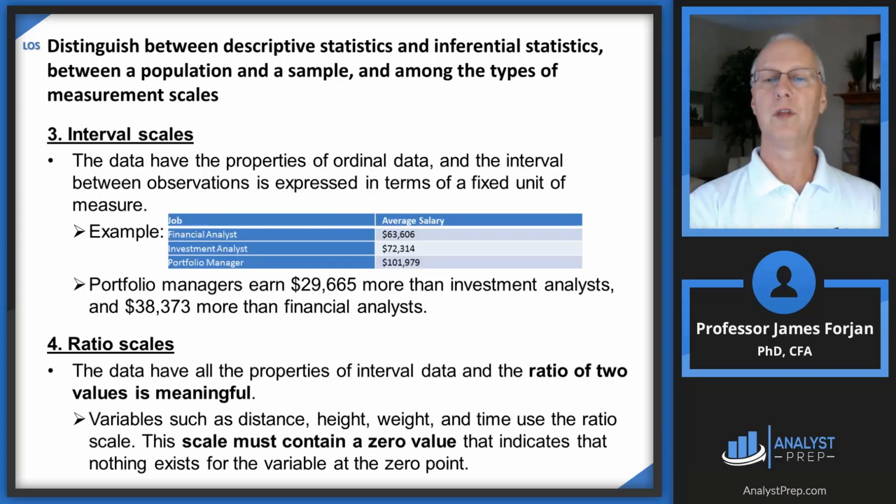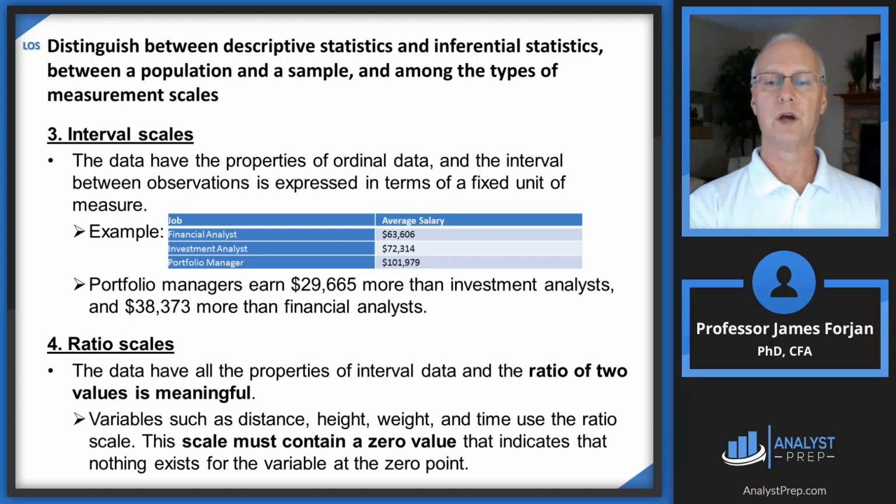Interval scales, on the other hand, just measure the difference between intervals. So here's an example. If we've got a couple of different financial professionals, and each makes an average salary of $63,000, $72,000, and $101,000, the portfolio manager earns about $30,000 more than the investment analysts and $38,000 more than financial analysts. So that's an interval scale.